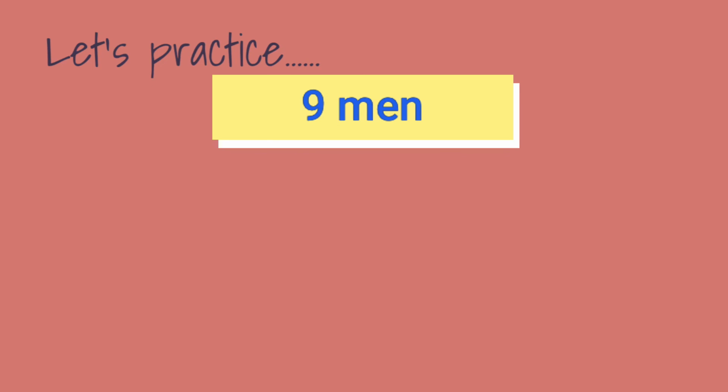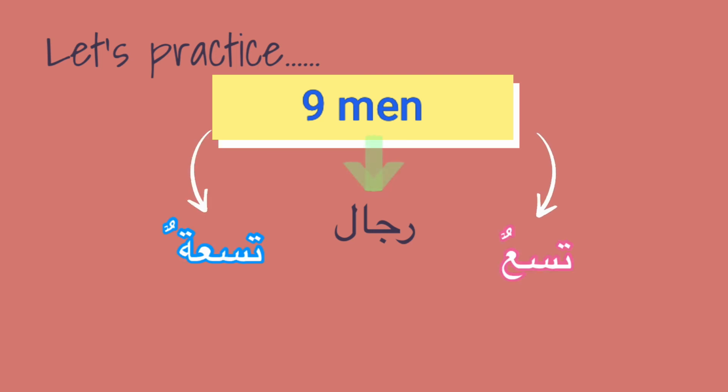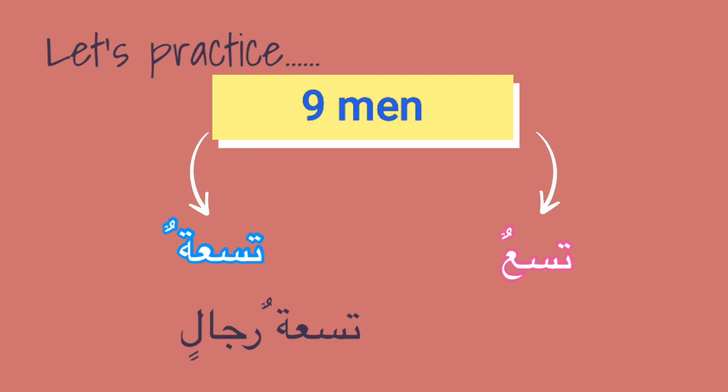9 men. Men is رجال. And 9 could be تسع or تسعة. Men is a masculine word, رجال. So we will use the تسعة form, the masculine form, and end up with تسعة رجال, or you could say رجال تسعة. Both ways are correct.